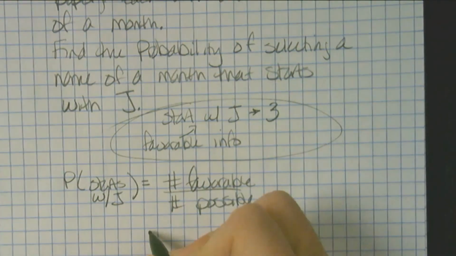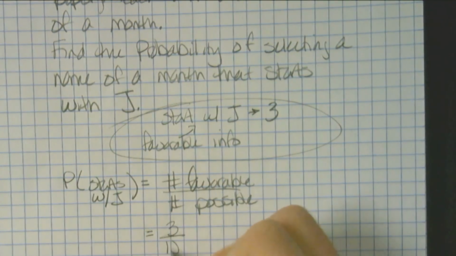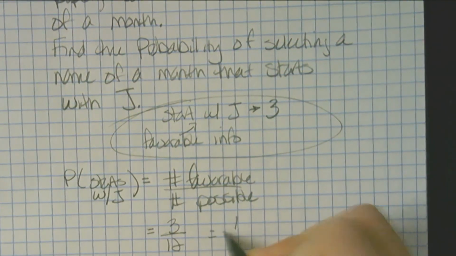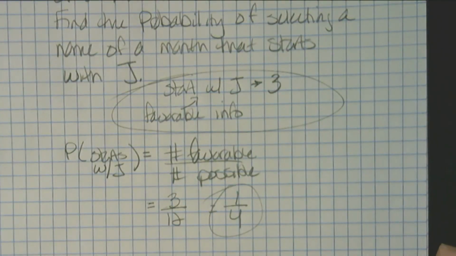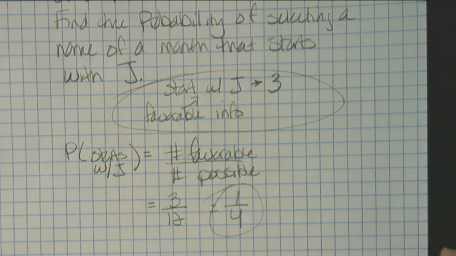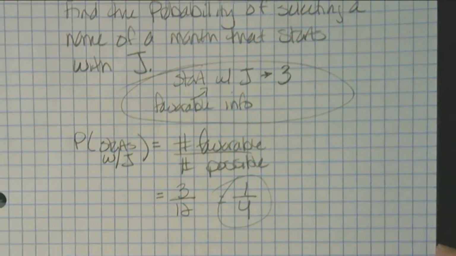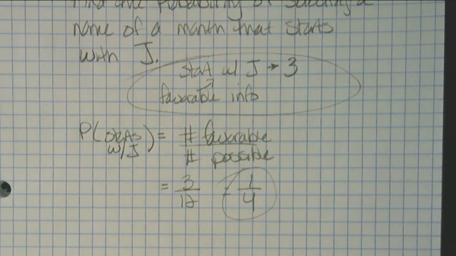So Sam, write my fraction for me. 3 over 12, and what does that simplify to? 1/4. This is what I should see from all of them.